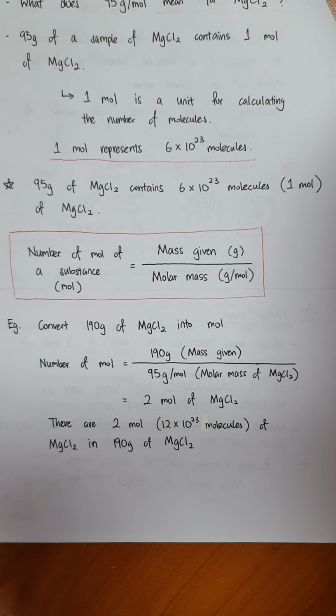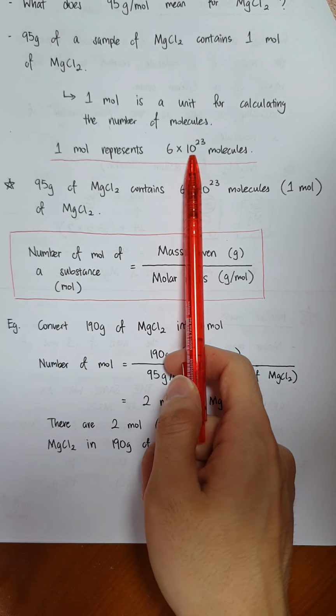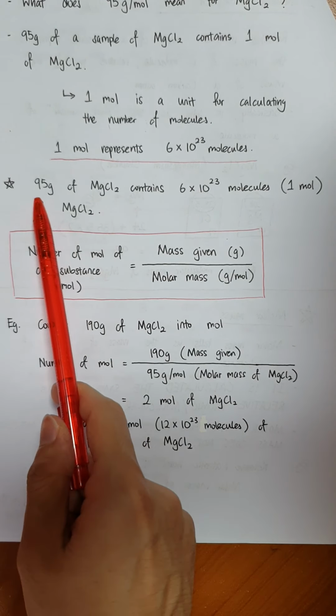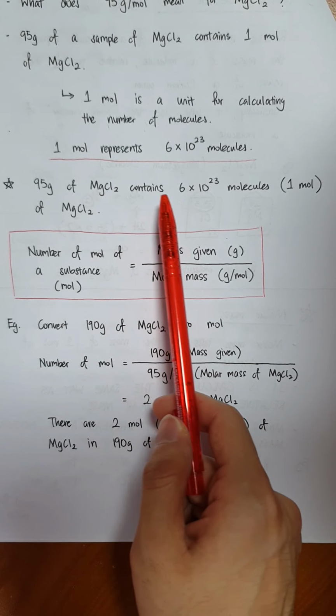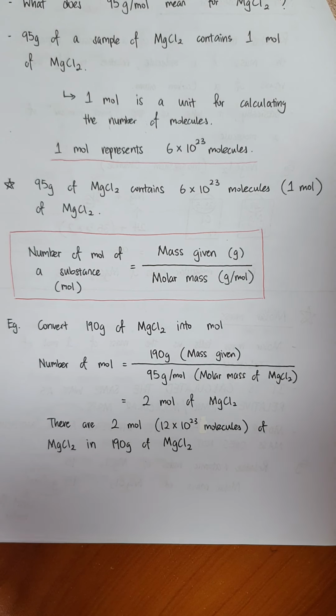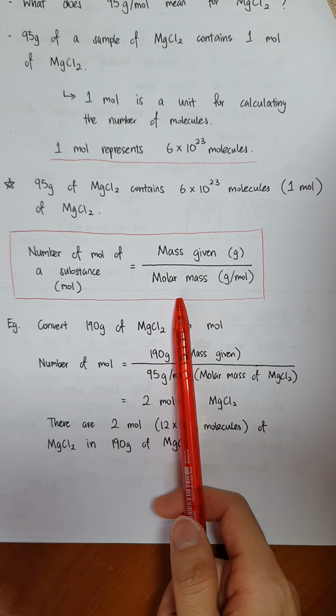Okay, so as explained and shown just before, 1 mole basically represents 6 times 10 to the power of 23 molecules of a certain substance, right? So if I have 95 grams of magnesium chloride, I would have 6 times 10 to the power of 23 molecules of magnesium chloride. Now this would be the first formula for conversion of solids that I will be showing you guys. So number of mole of a substance is just the mass given divided by the molar mass of the chemical.